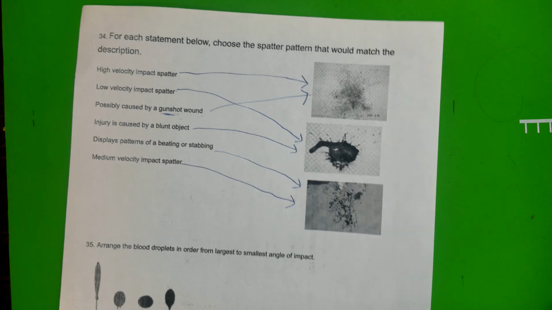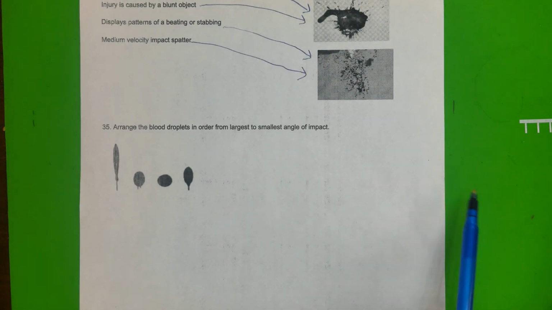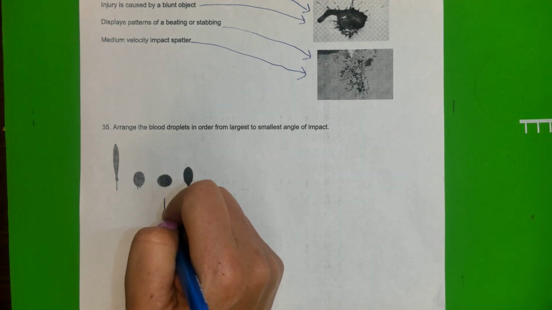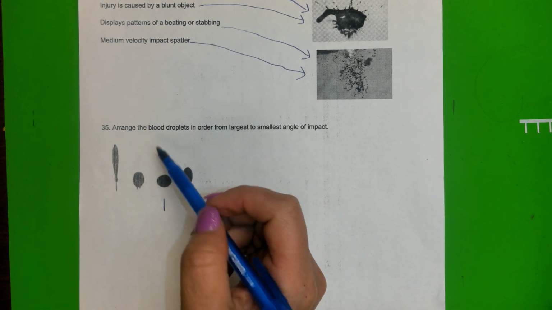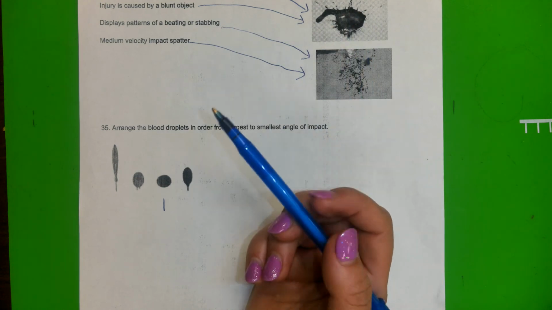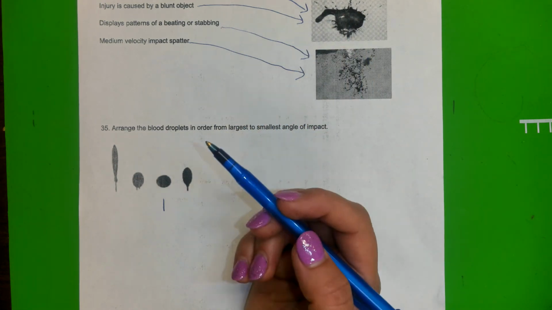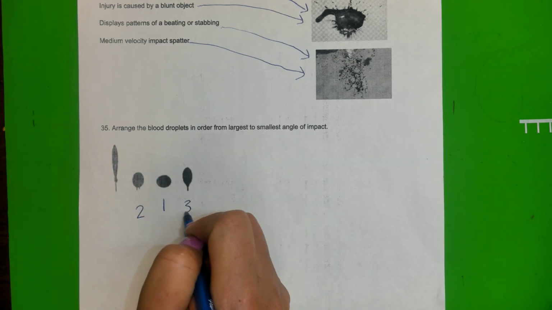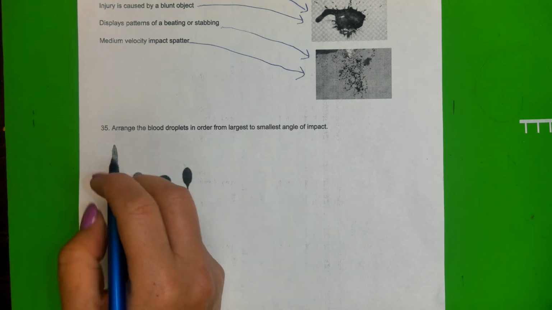The next one, number 35, arrange the blood droplets in order from largest to smallest angle of impact. So this will be 90 degrees. You need to look at the elongation. This one will be next, and then this will be next, and then the last one will be this one.